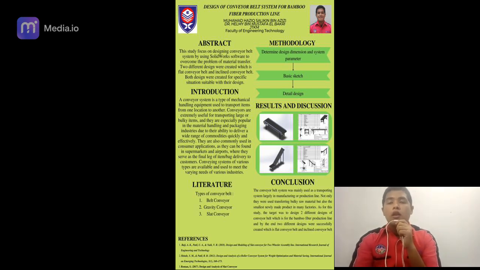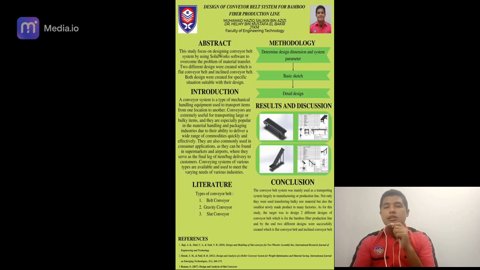When we already had the required specification, we continue with determining the design dimension and the system parameters for the conveyor belt, where in this step we proceed with calculation. We determine the suitable dimension for each component, for each part of the conveyor belt. After that, we continue with the basic sketch and detailed design.